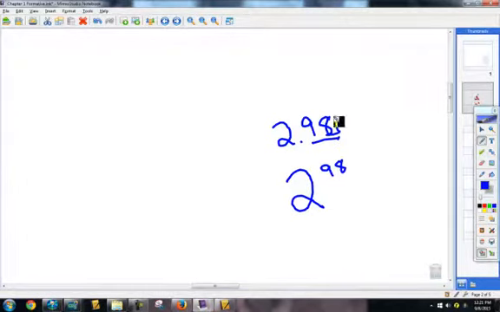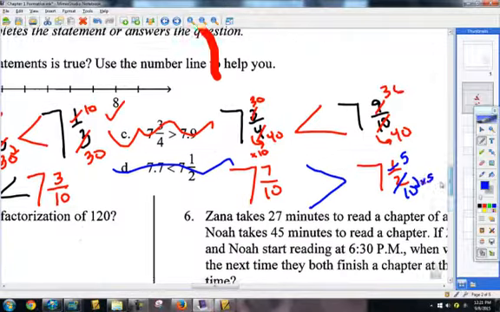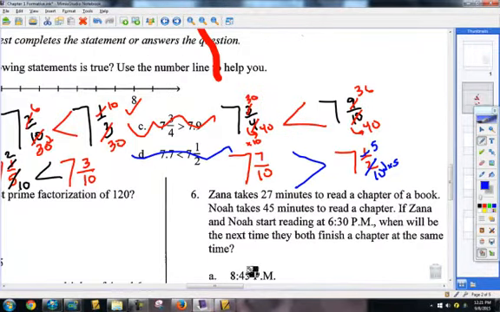And then what place value does the 8 have? Hundredths, right? So that would be 98 over 100. Okay? There you go. Sorry, I know some of you were still writing that.